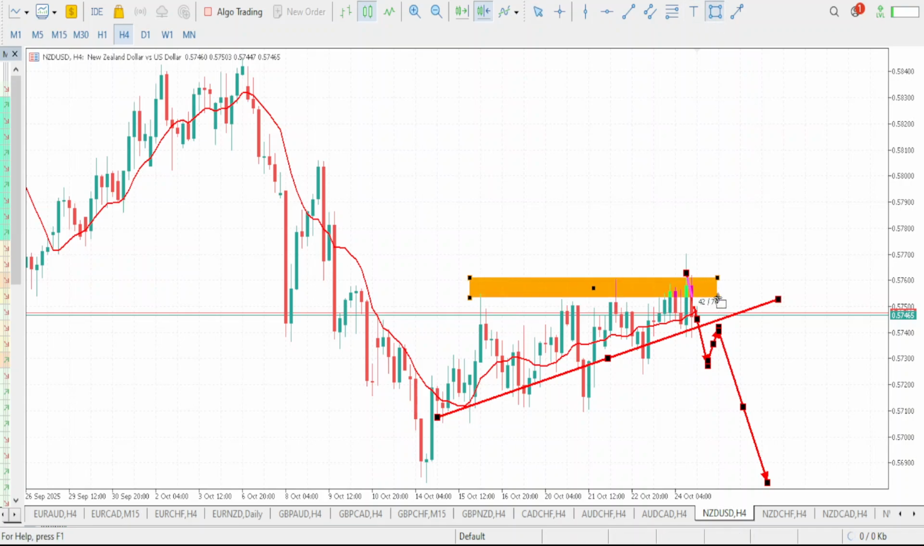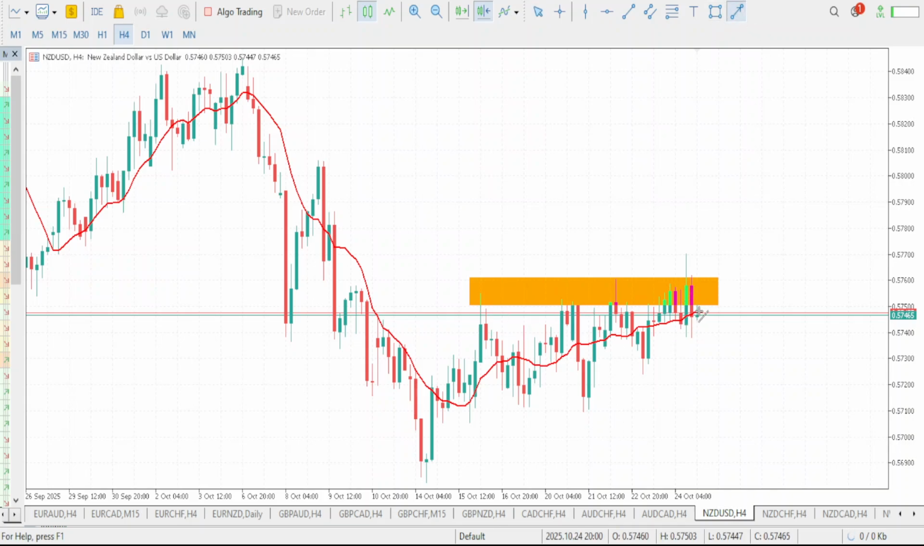Also know that there's a multiple rejection around this level. The market has been failing to break above this level multiple times. So drop, go back, and a continuous movement to the downside is what will most likely happen on our New Zealand dollar to US dollar.